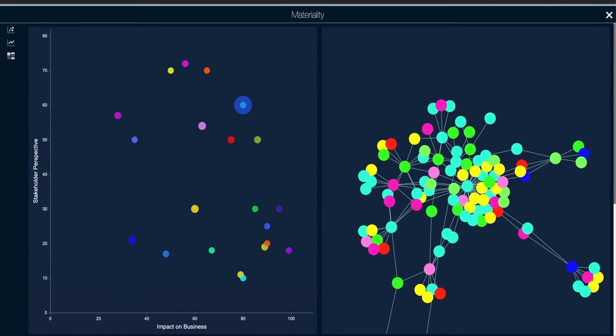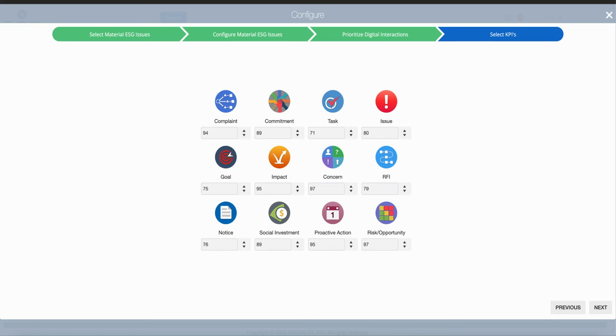How we bring it all together is in these kinds of holistic dashboards, in this case looking at a materiality assessment, where you're looking at the issues that are most important for the organization, but you're also trying to understand what is the stakeholder perspective on those issues. And the way that we do that is by measuring all the different interactions with that stakeholder and assigning different weights based on the different types of interactions that we're talking about.